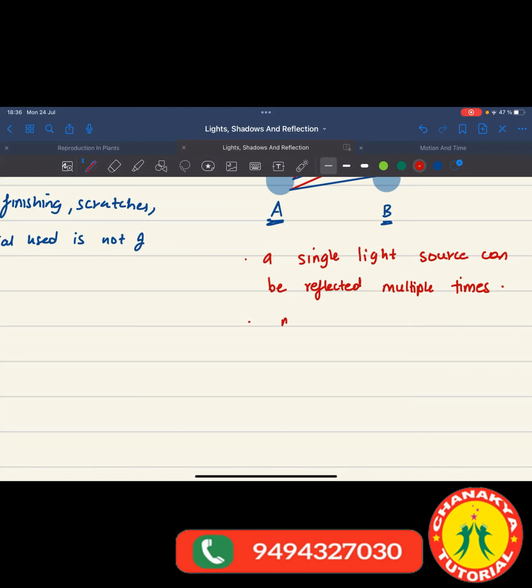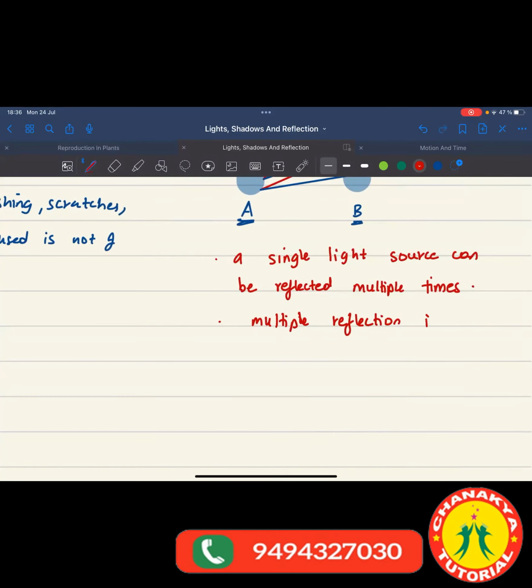So this multiple reflection is possible continuously until the intensity of the light becomes low. That is why you can see it only up to one particular point and you can't see beyond that. Okay, so this means that we can have almost infinite multiple reflections.